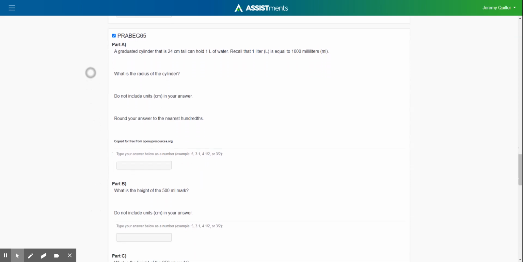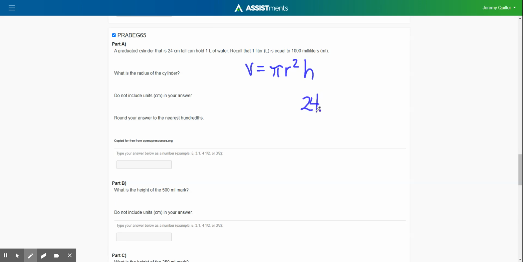The next question talks about a graduated cylinder that is 24 centimeters tall and can hold 1 liter of water. Remember that 1 liter is equal to 1,000 milliliters. So what is the radius of the cylinder? Let's talk about the volume with respect to the formula for the volume of a cylinder, and then look at what we know. We know that it is 24 centimeters tall. So here's our height of 24.